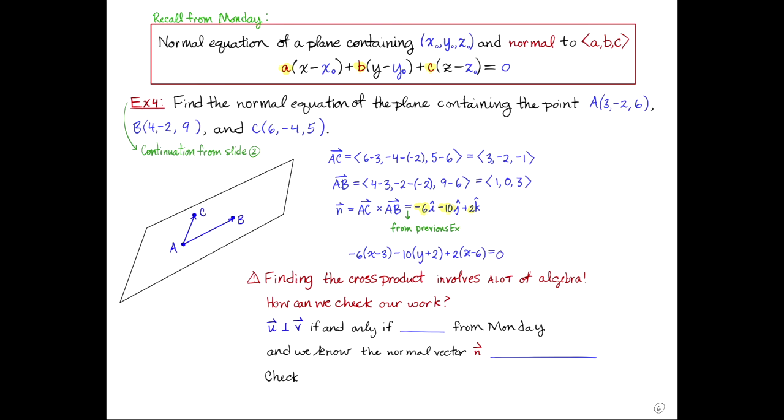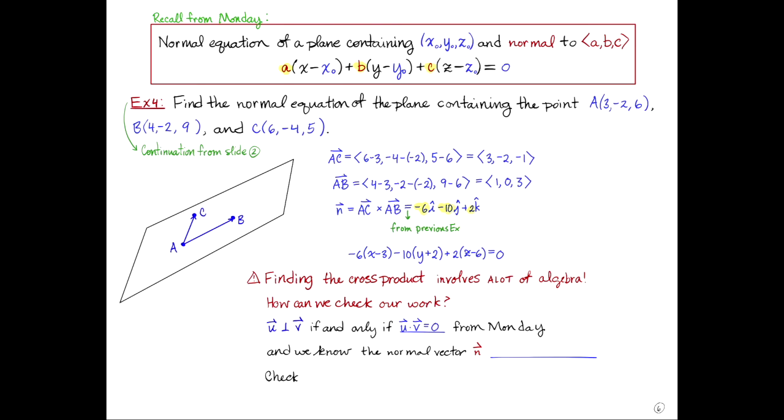Finding the cross product involves a lot of algebra. And the running joke is that mathematicians can't add. So is there some way that we can check our work? We know that the vector u is orthogonal to v if and only if the dot product between the two vectors, u dot v, is equal to 0.